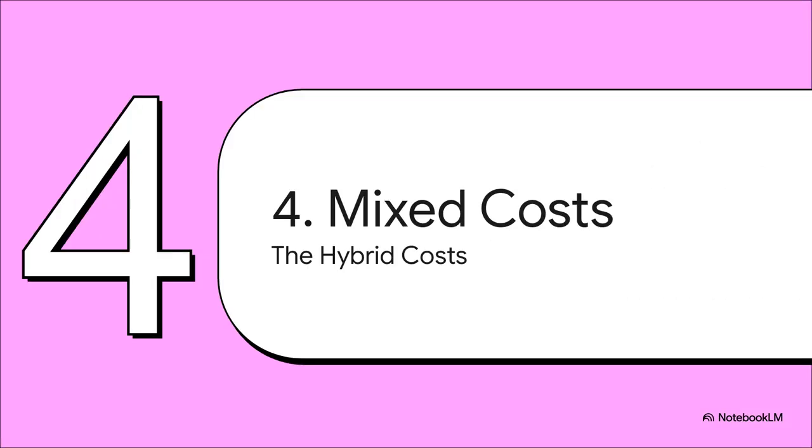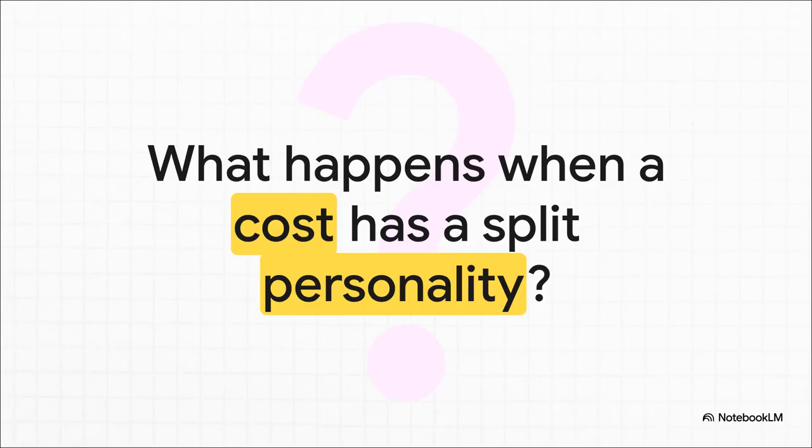Section 4. Mixed costs made simple, the hybrid costs. Okay, we've mastered the extremes, so let's combine the pieces and look at what happens right in the middle. What happens when a cost has a split personality? How do you categorize a piece of machinery rented to improve a production line, where there's a flat yearly fee, but also a usage charge for every single unit you produce? Well, we call this a mixed cost. It's got both fixed and variable elements baked right into it.